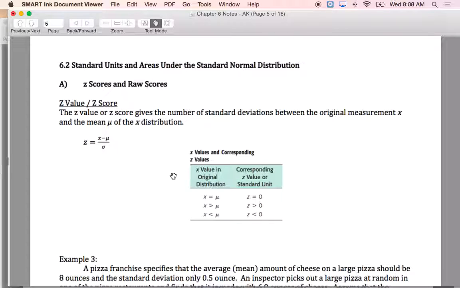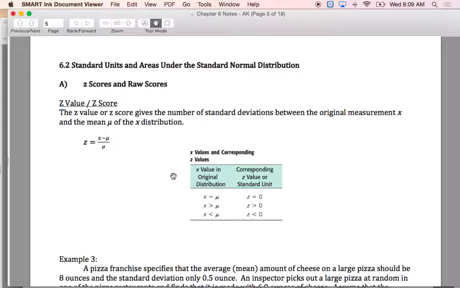For 6.2, we're doing standard units and areas under the standard normal distribution. So first off, we're looking at our z-scores. A z-score is the same thing as a z-value. What you need out is that chart packet that I gave you. It says z-table on it, and it has the t-table, and it's stapled together because you're going to be using that table as you go through these. That table is going to give us certain probabilities that go with certain z-values.